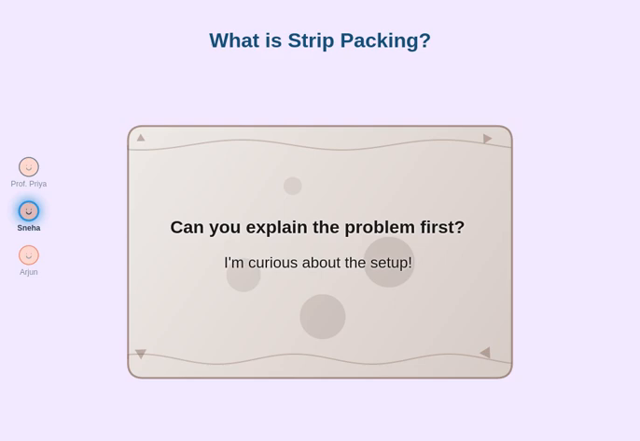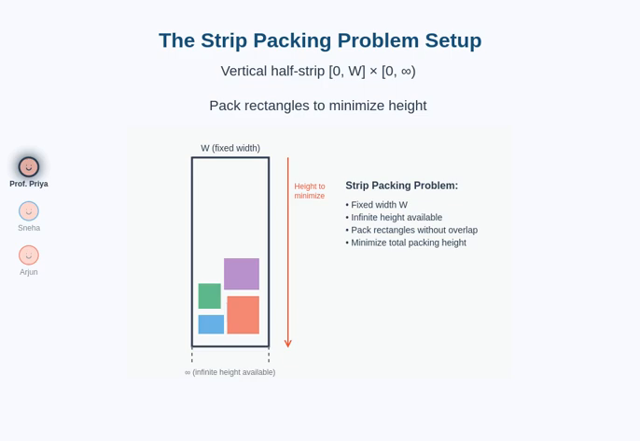Professor, before we dive into the algorithms, could you help us understand what the strip packing problem actually is? Great question, Sneha. In the strip packing problem, we have a vertical half strip with fixed width W and infinite height. We need to pack axis-aligned rectangles without overlap to minimize the total height.